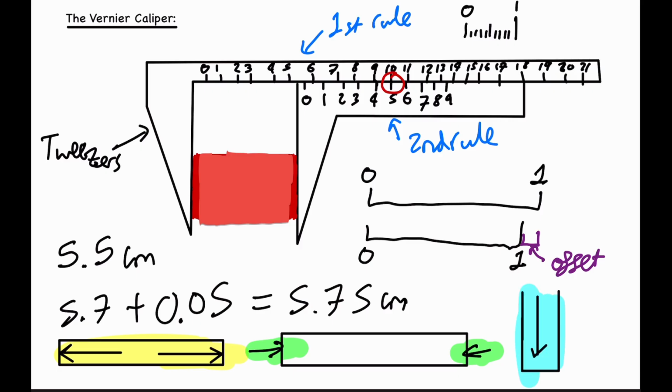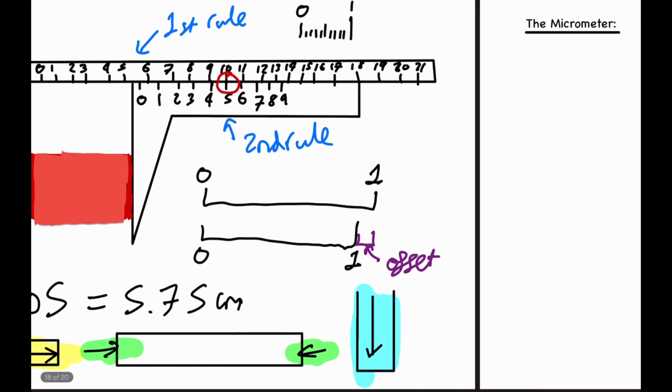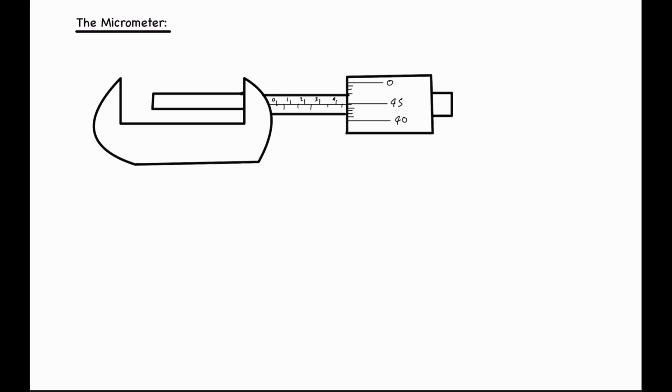Now that we've covered the vernier caliper, let's move on to the micrometer. If I were to draw a micrometer, it would look something like this. You have a scale here, and you have a rotating scale over here. This knob over here is very useful because it applies a constant force when tightening the micrometer. This is useful because it doesn't squish the object and it doesn't get elastic properties involved in the measurement.